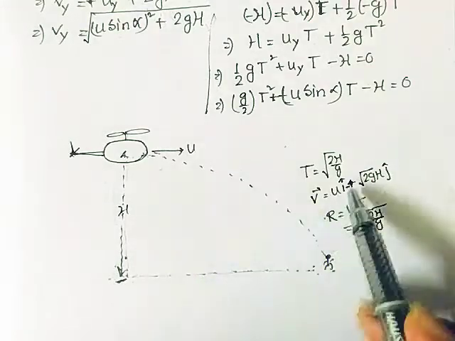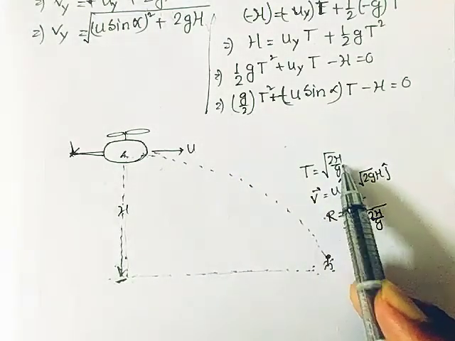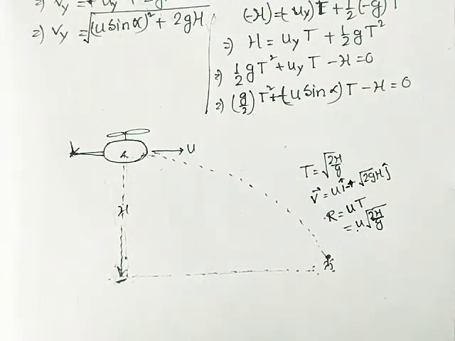The time after which this food packet can reach here can be found out from the capital H, because g is a constant. Because the helicopter's height is obviously very small compared to the radius of the earth.